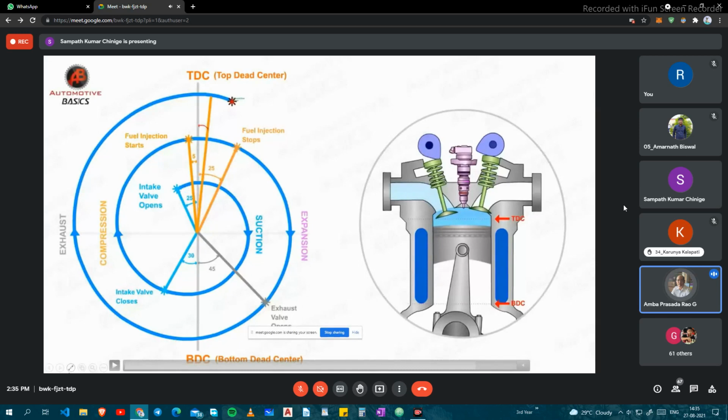What happens if I close it a little after TDC? Exhaust gases may not be completely removed out of the engine cylinder. There will be trapped gases. So these are contributing factors for the loss of efficiency when compared to the theoretical cycle.